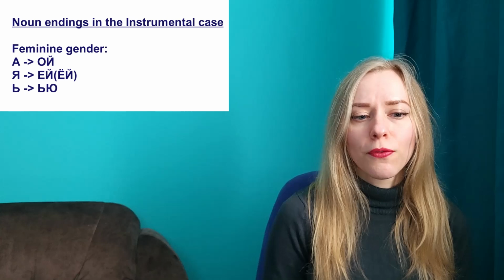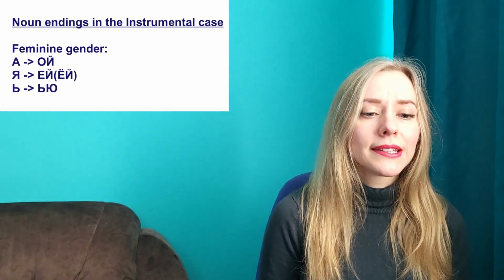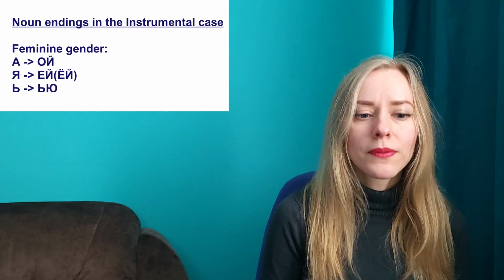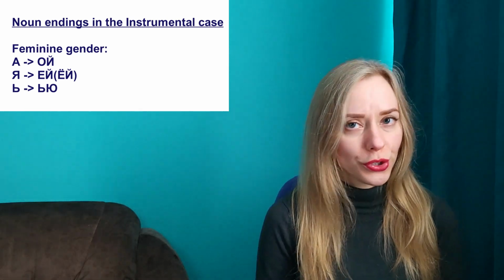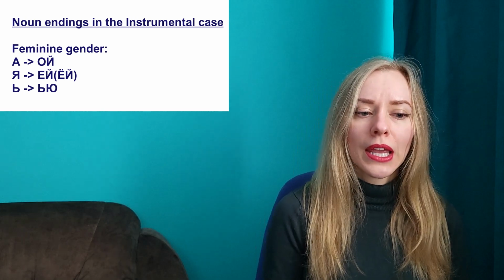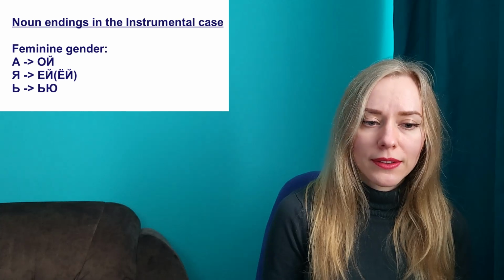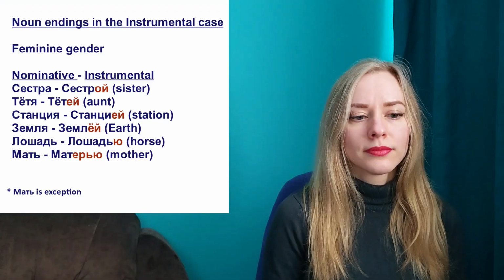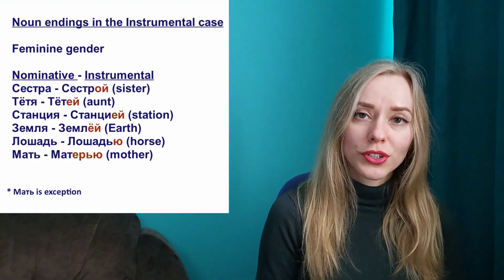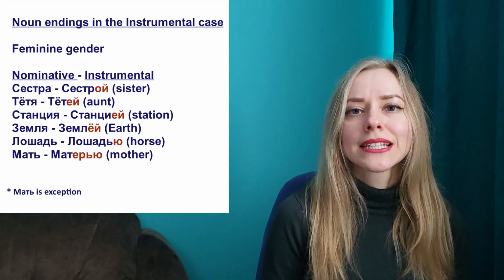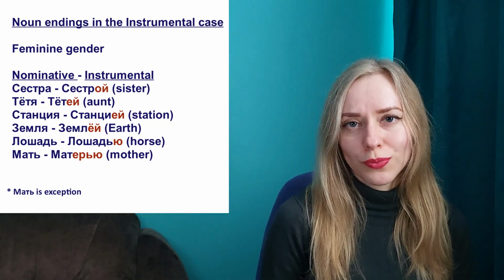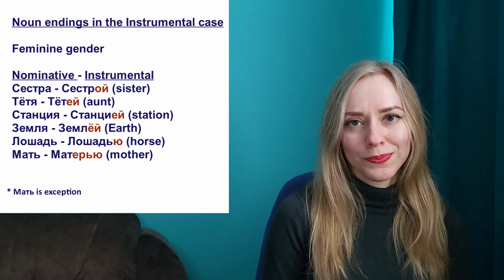For feminine nouns, the following changes occur. If we have the ending a, we should change to the letters oi. If we have the ending ya, we should change to the letters ye or yoi. Yoi is stressed. If we have the soft sign at the end, we should change to the letters with soft sign and u. And let's look at the examples. Сестра – сестрой, тетя – тетей, станция – станцией, земля – землей, лошадь – лошадью, мать – матерью.